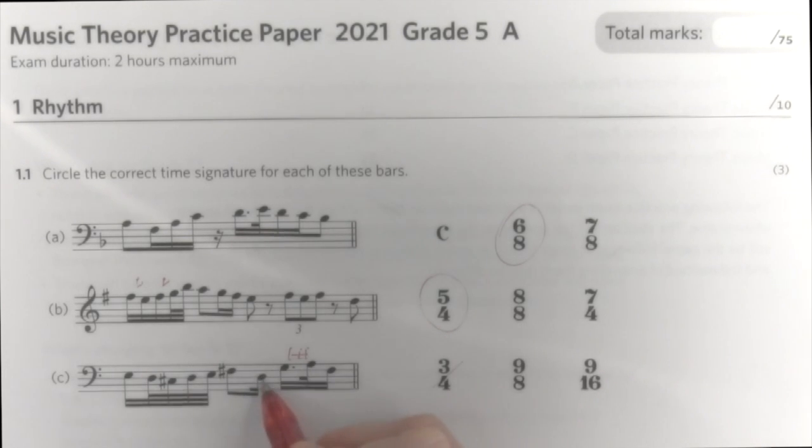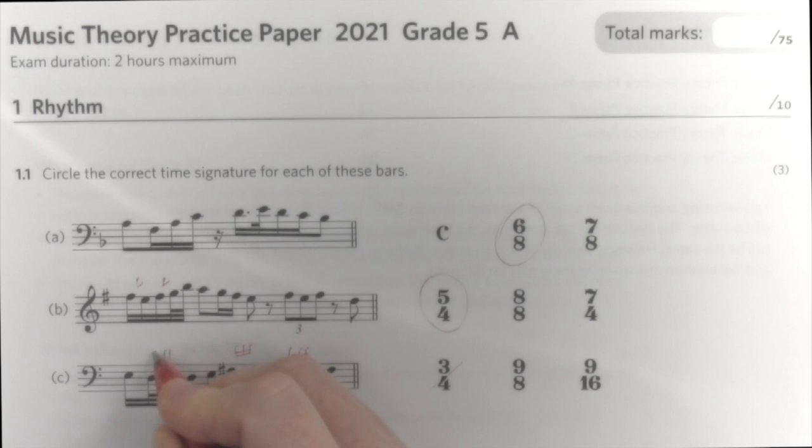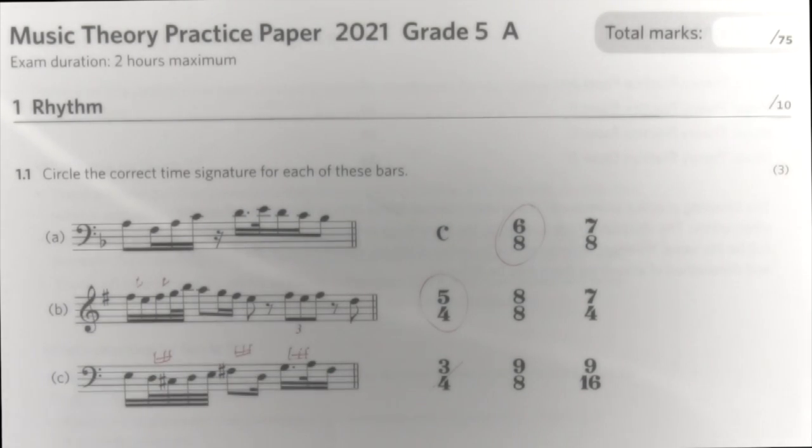Let's have a look. This is a semiquaver, and 2 quavers equals 2 semiquavers. So confirmed. This is a semiquaver, semiquaver, semiquaver. So we have 3 semiquavers again. Therefore, 3, 6, 9. Here it is, 9/16.